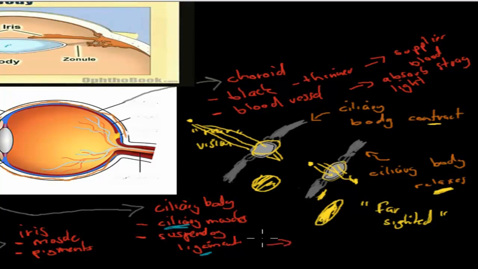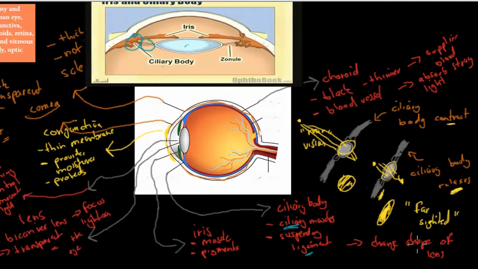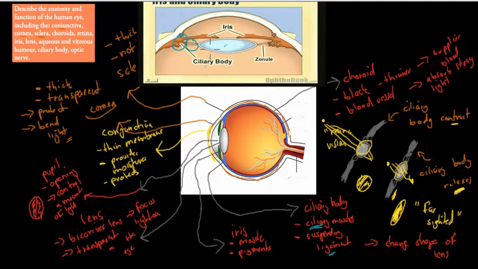So its structure: it has ciliary muscles and suspensory ligaments which attach to the lens. Its function was to change the shape of the lens, depending on whether you're far away or close by. So we have to have two different types of shapes, depending on where we are. All right, so the iris as well. The iris is this part here. We said that the structure of the iris is that it has muscles and pigments, and its function is that it controls the size of the pupil.